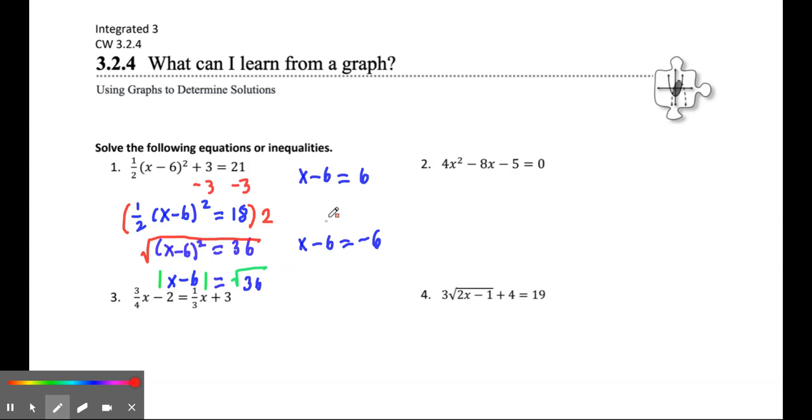And then you add 6 to both sides, and here you get the answer x equals 12, and here you get the answer x equals 0. And those are your two answers.